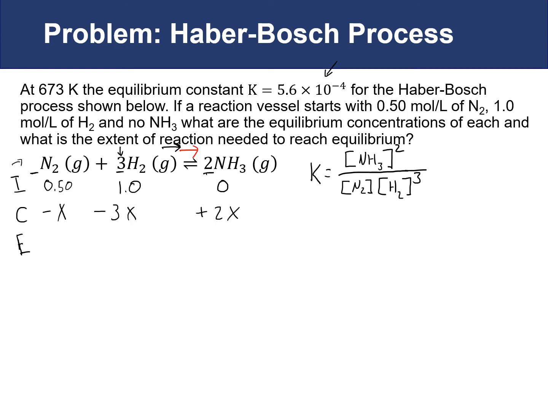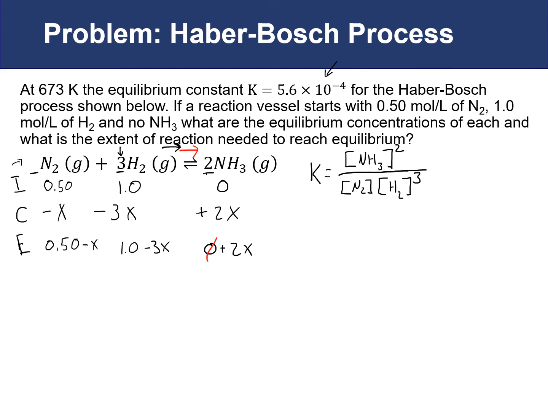So at equilibrium, our concentration of N2 will be our initial 0.50 minus x. Our value for hydrogen will be 1.0 minus 3x. And our value for ammonia would be 0 plus 2x, or just 2x. Right? 0 plus anything is the same value.